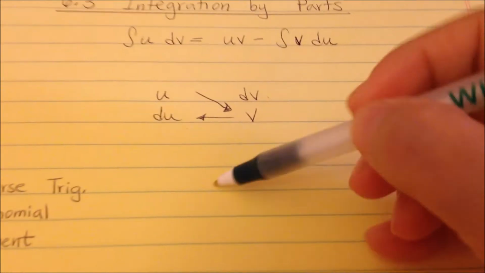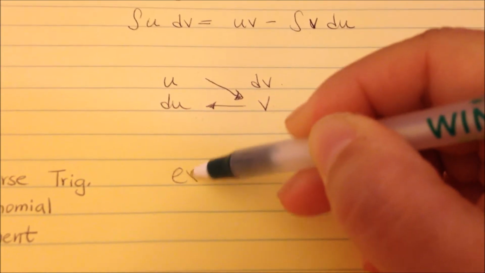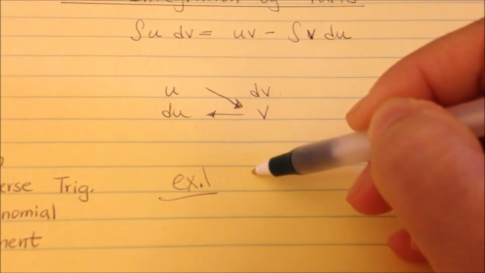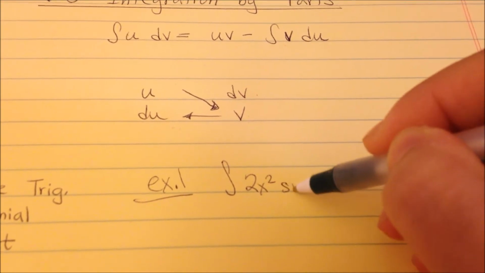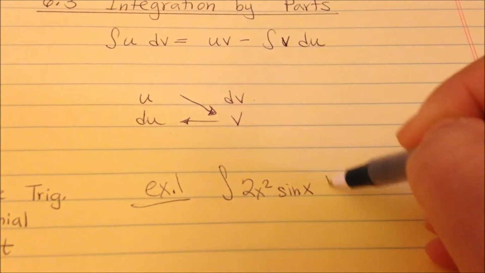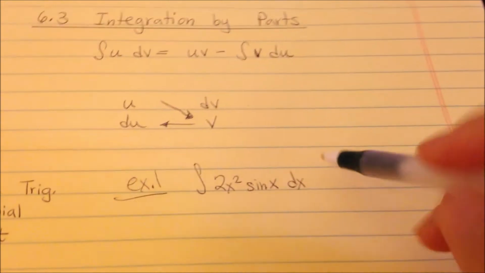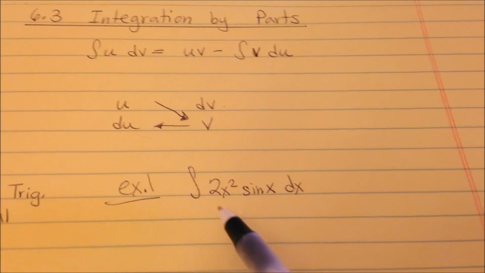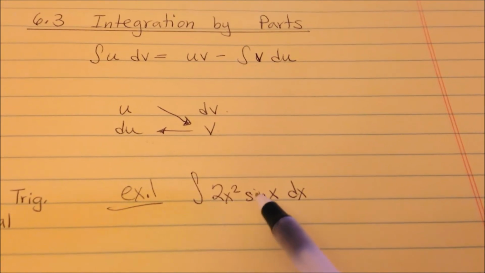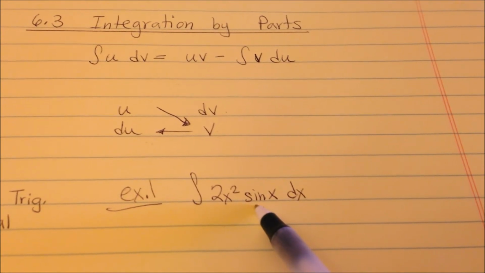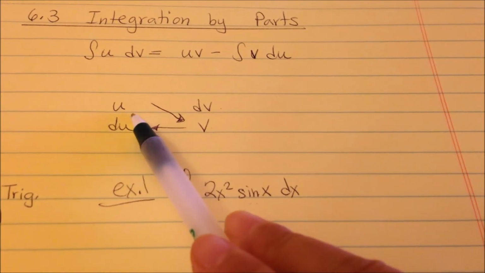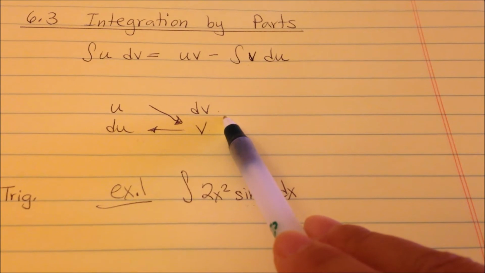Alright, so let's try an example then. I'm going to call this example 1, and we have the integration of 2x squared times sine x dx. Okay, so this is what it looks like, where you have a function and it's almost like two parts put together right here. Within those two parts, you have to decide which is the u part of it, and then what's the remaining part for your dv part of it.